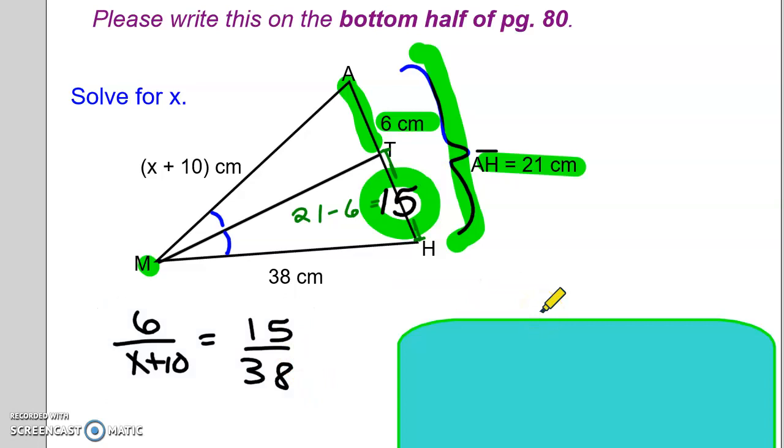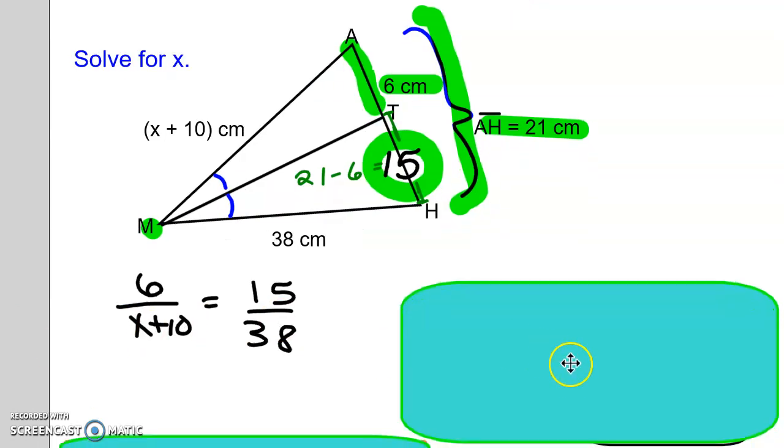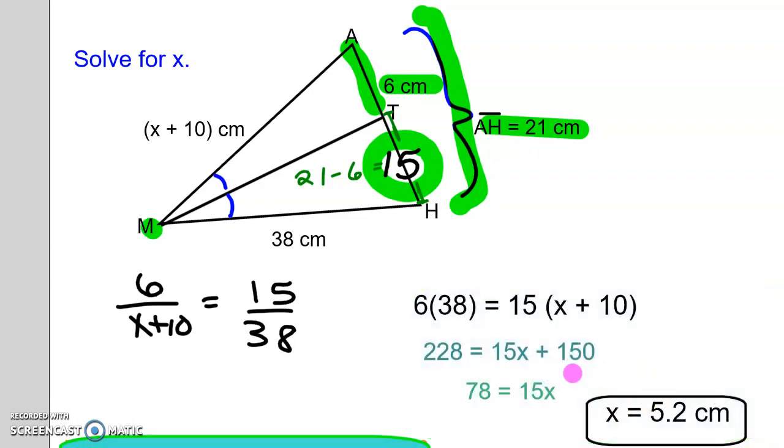Okay, so here's how I chose to set up. I did 6 over x plus 10 is equal to 15 over 38. And then you could see the algebra. Okay. So going from this proportion, here's what I got next. Here's my algebra, divide by 15. I got x to be 5.2 centimeters.